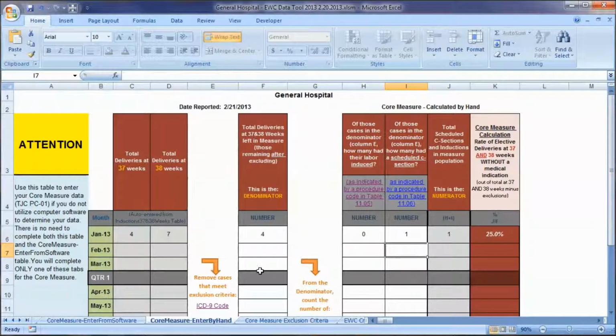As you can see, the smaller the denominator, the higher the rate will likely be.